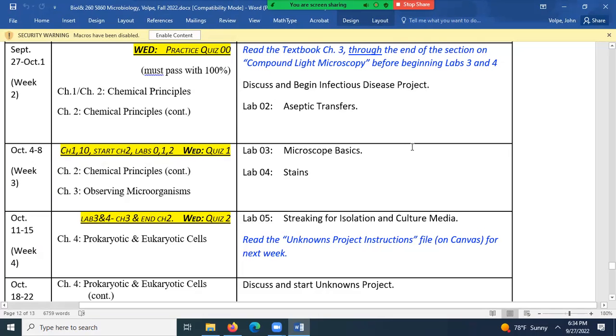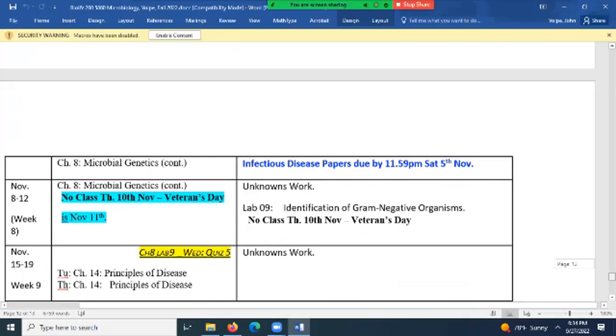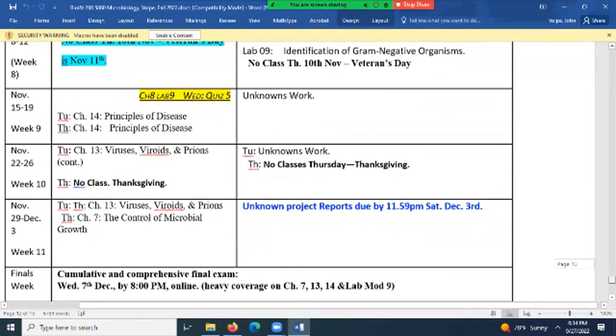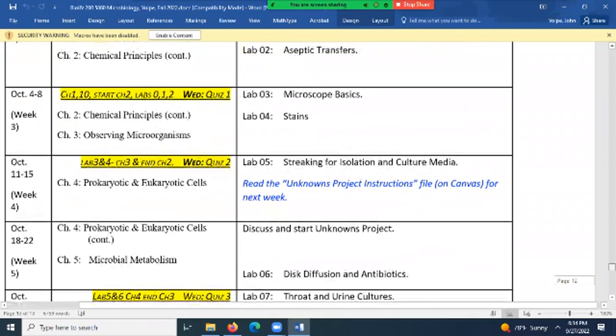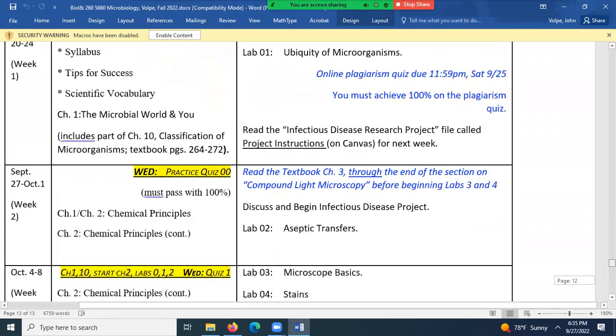This project isn't due until late in the term. Oh, there it is. November 5th is when the infectious disease project is due, but it will take you time to do research and then make the project. Any question about any of that?